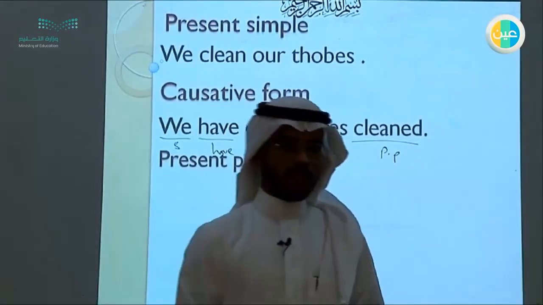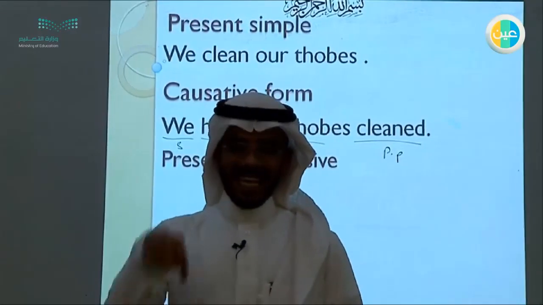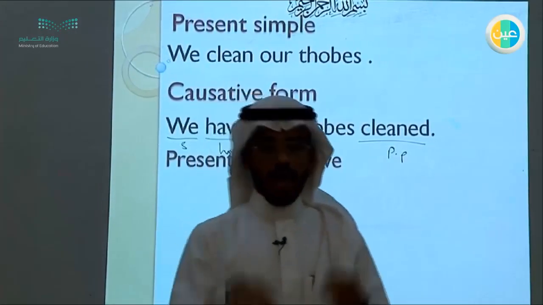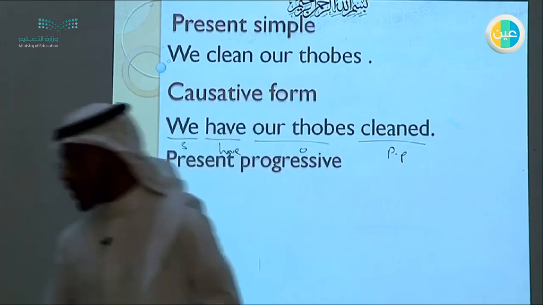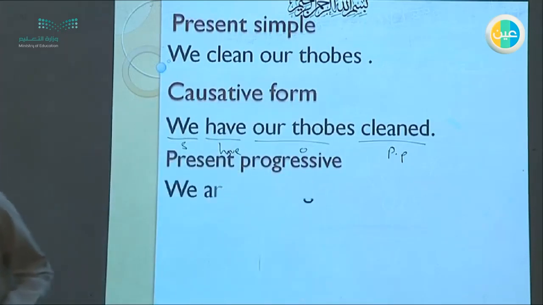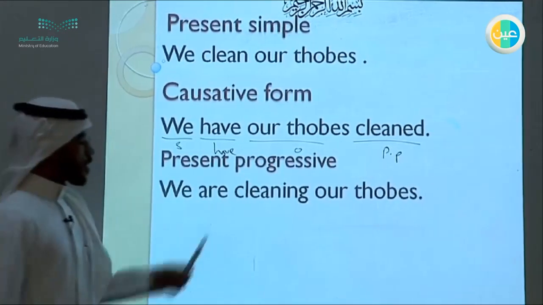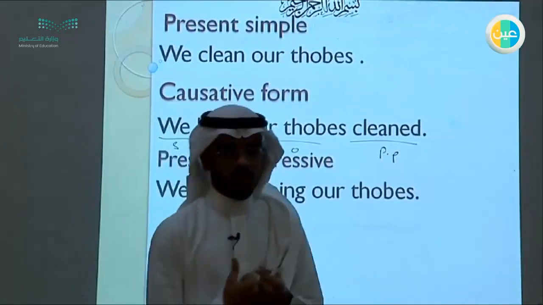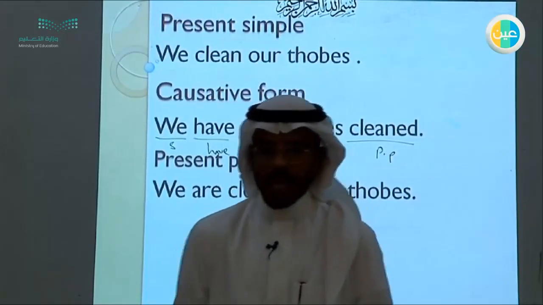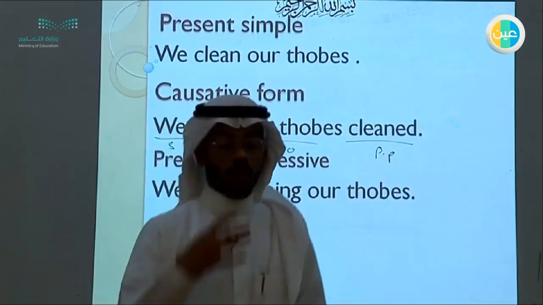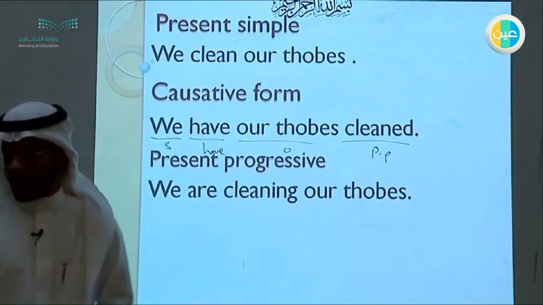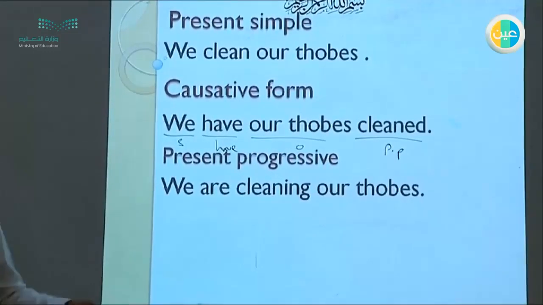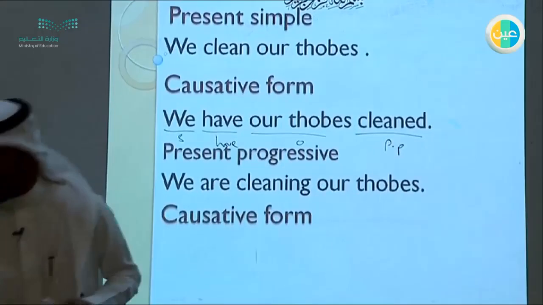The second one, present progressive. As you know, you use present progressive when you talk about something that is happening now, at the moment of speaking. We are cleaning our thobes. نحن نغسل الآن ملابسنا أو ثيابنا. So how can I change it? Look.